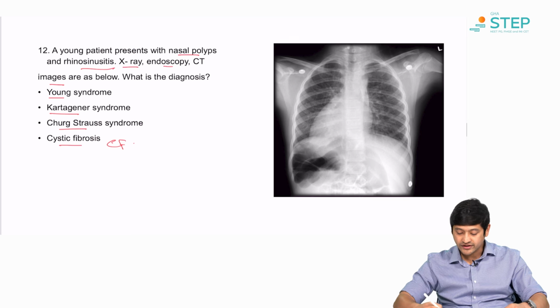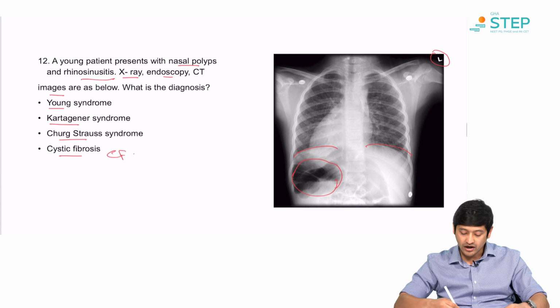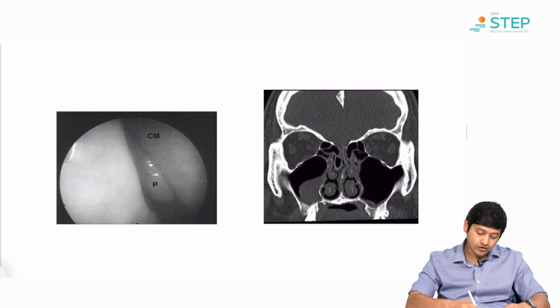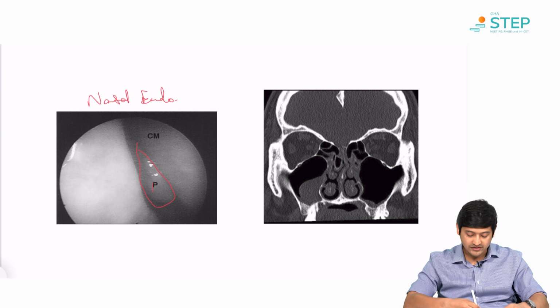So your first image is over here. Note that your marker is on the left. You have air under the left hemidiaphragm. There is a shadow here. Your heart appears to point to the side not marked as left. Your second image is an endoscopy image. So this is a nasal endoscopy, which is showing you a polypoidal mass marked P.